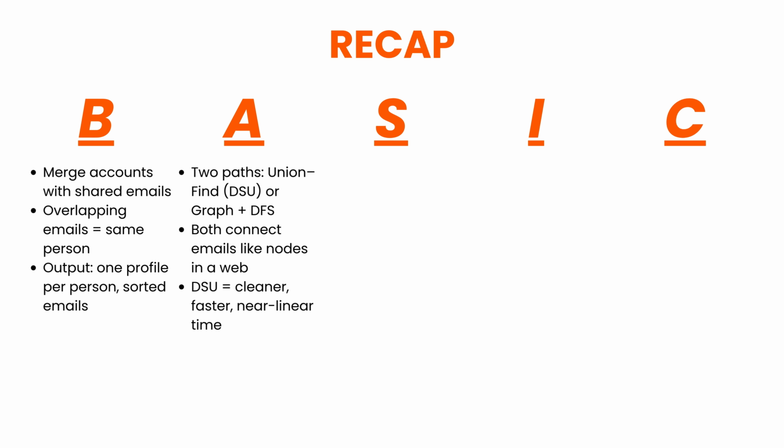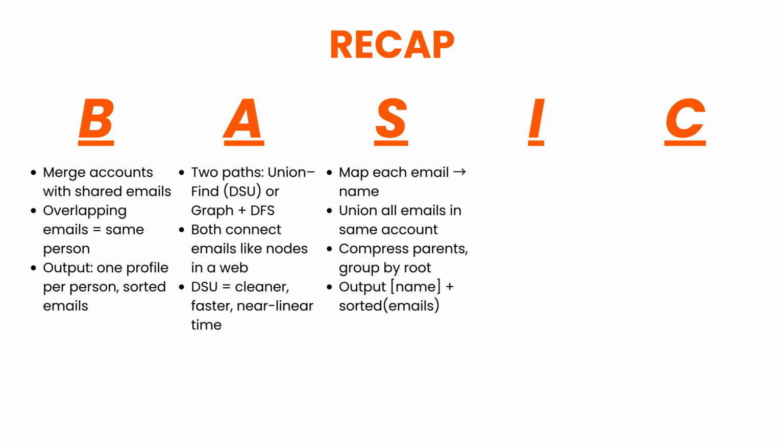DSU is especially tidy and near-linear. The time cost is dominated by sorting each merged component. Here's the plan. Map each email to a name, union all emails within the same account, then compress parents and bucket emails by their root. For each bucket, output name plus sorted emails.